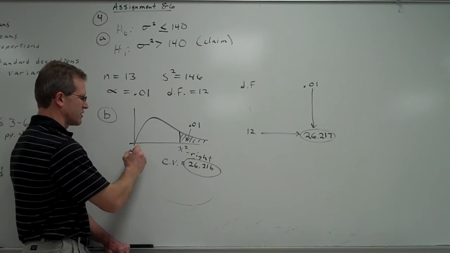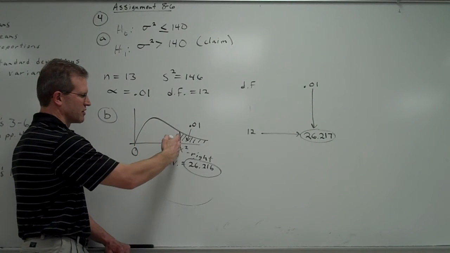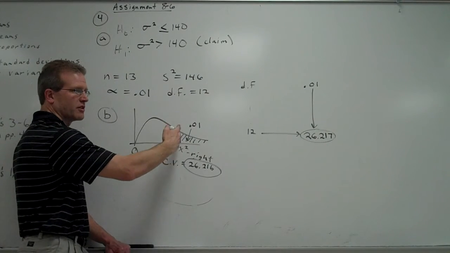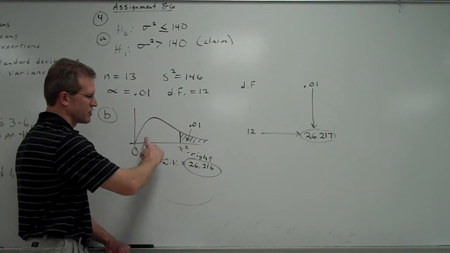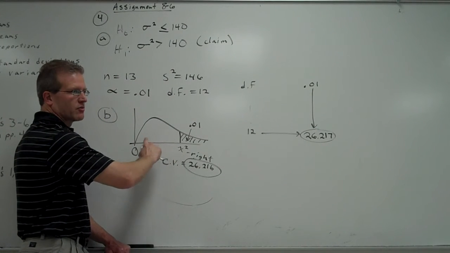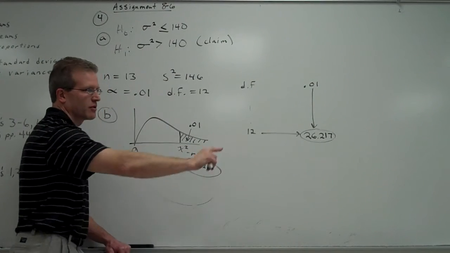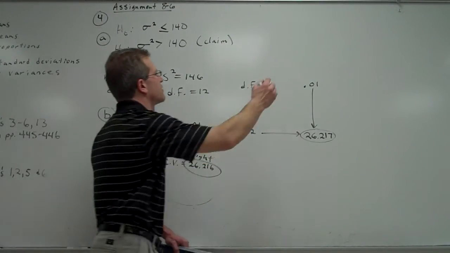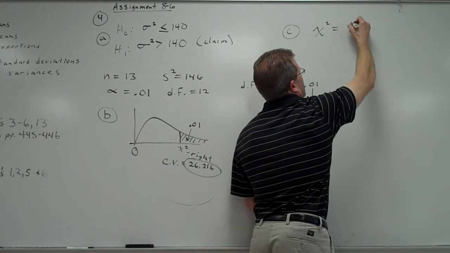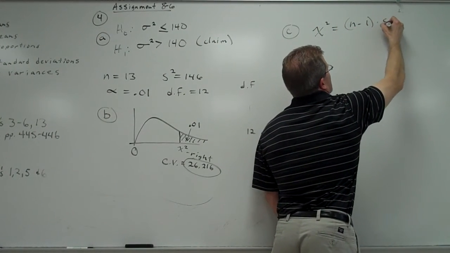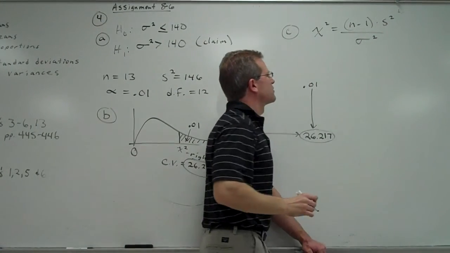Remember with the chi-squared chart, this is 0 here. The graph starts at 0 and goes to 26. Our critical value is at 26.217. So we're going to do a test value now. If it falls between 0 and 26.217, we'll say do not reject the null. If it's greater than 26.217, then we'll say reject the null. All right, so our test value, chi squared equals n minus 1 times s squared over sigma squared.